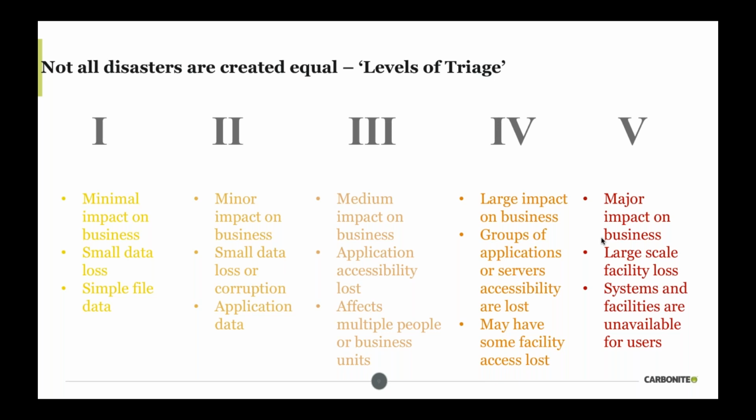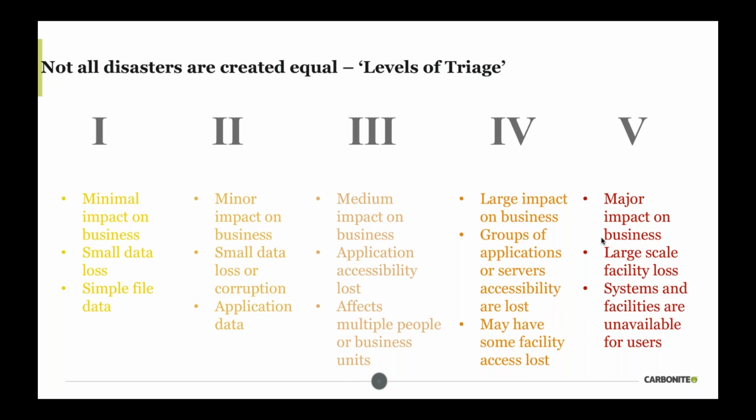We tier them through 5 levels of triage, where 1 is very minimal and 5 is a major impact. It starts with minimal impact, as Ray mentioned earlier, somebody deletes a file they weren't supposed to. There's a very small interruption or loss of data, all the way through corruption of application data. You have a medium impact on business when you get to level 3. Level 3 is what most businesses start to plan for, right? That's where you start having application accessibility lost for multiple business units or multiple people.